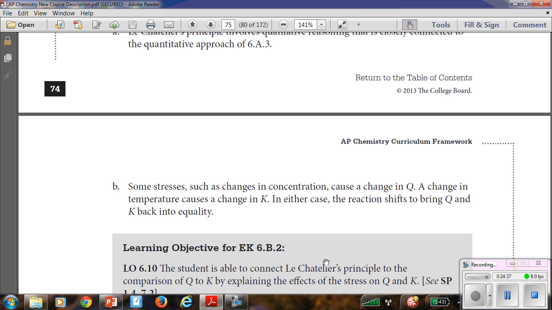And finally, let's take a look at B. Some stresses, such as changes in concentration, cause a change in Q. Okay, so a change in the concentration by adding a reactant is going to change Q. It's going to work to get it back to K. Now, if you change your temperature, this changes K. Now, Q and K are going to be different because K has changed. So the reaction will shift in either way to bring Q and K back to equality.